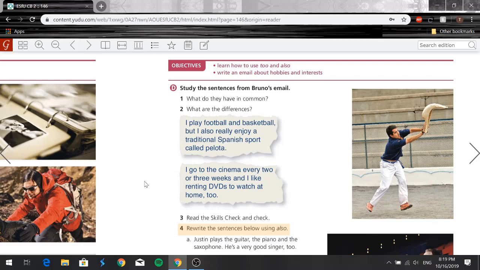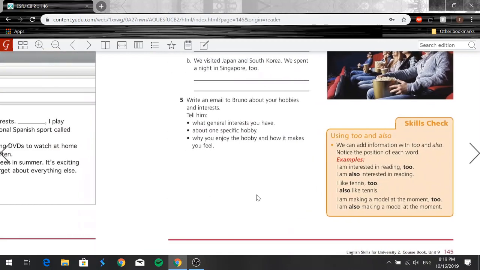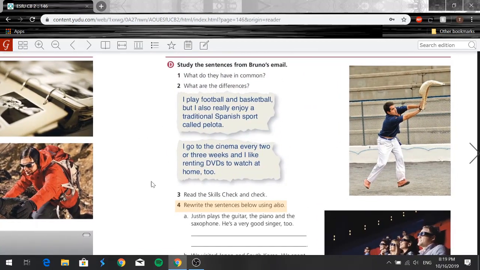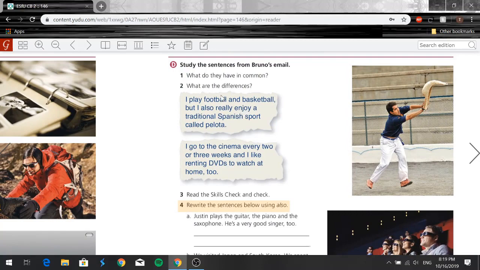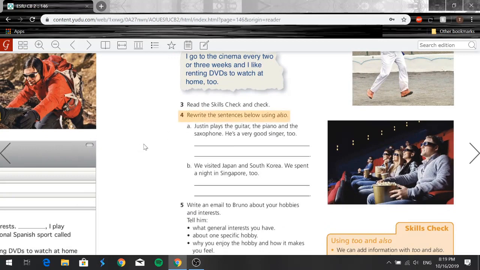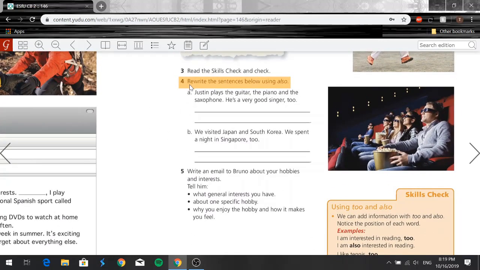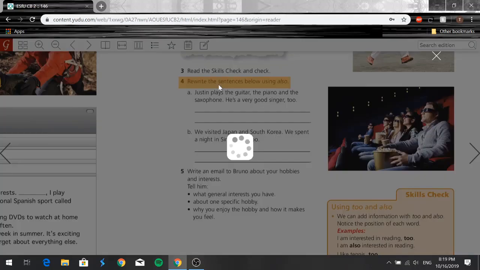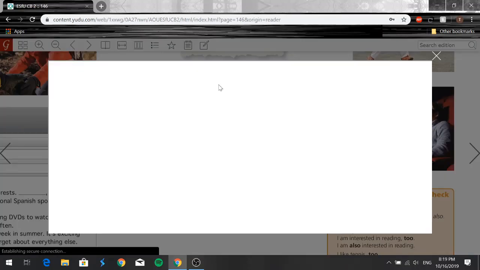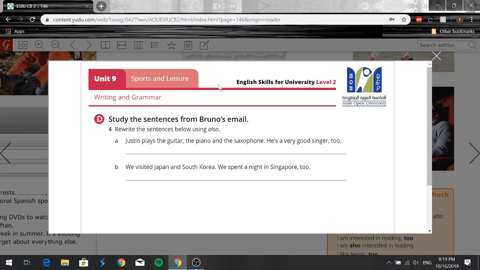I go to the cinema every 2 or 3 weeks, and I like renting DVDs to watch at home too. Well, the difference is he used also in the first sentence, right? And he used too in the second one. Okay? So I think that's about it. So he was basically using too and also, common, and differences. Okay? Now let's go to 4. So D4, rewrite the sentences below using also. So now we're going to be rewriting these sentences using only also.